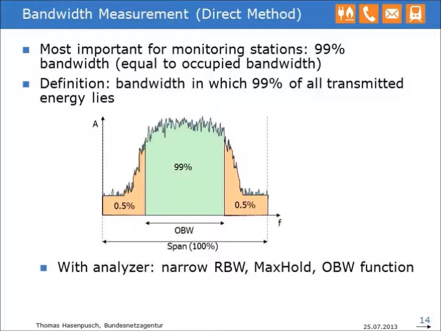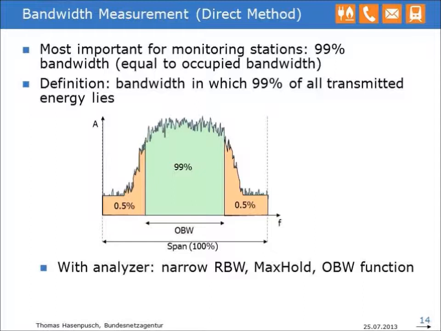And then the analyzer starts to integrate to the left and to the right of the signal, until it reaches 0.5% of the previously stored 100%. And it sets markers here and there. And in between these two markers is the 99% bandwidth. So this is how the analyzer's function works, and that's called the occupied bandwidth.